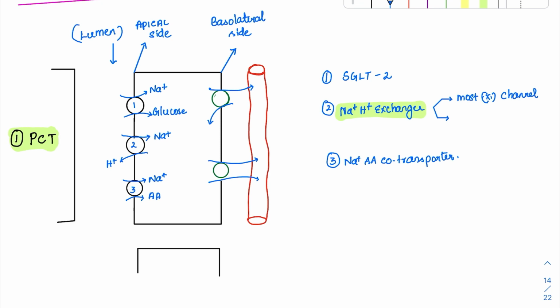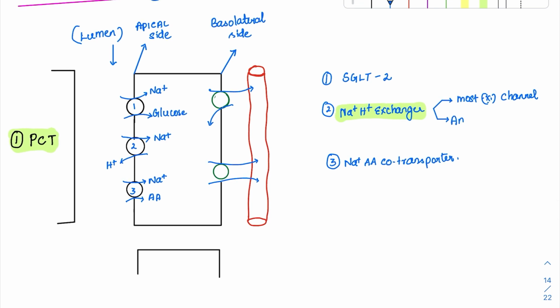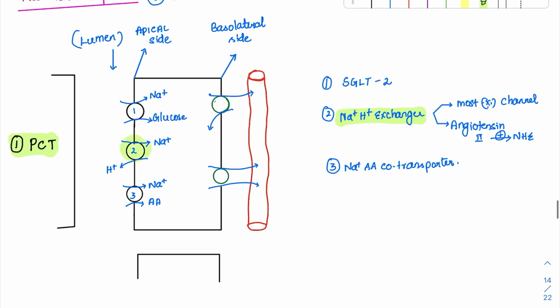Second, there is another hormone which also stimulates this sodium hydrogen exchanger. That hormone is angiotensin. It is not aldosterone, it is angiotensin. Angiotensin 2 can directly stimulate the sodium hydrogen exchanger, positively influencing it, so it is also involved in sodium reabsorption. These are all the channels on the apical side, the most important being the sodium hydrogen exchanger.